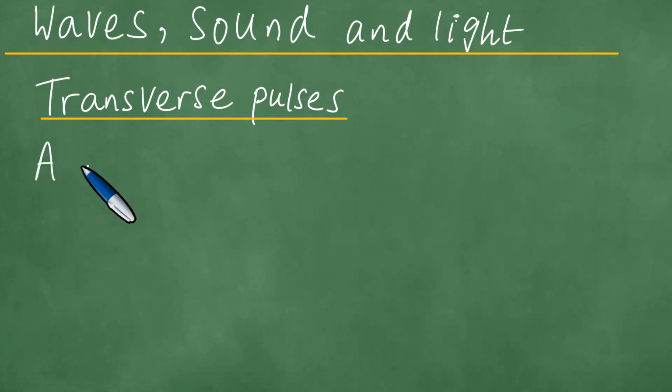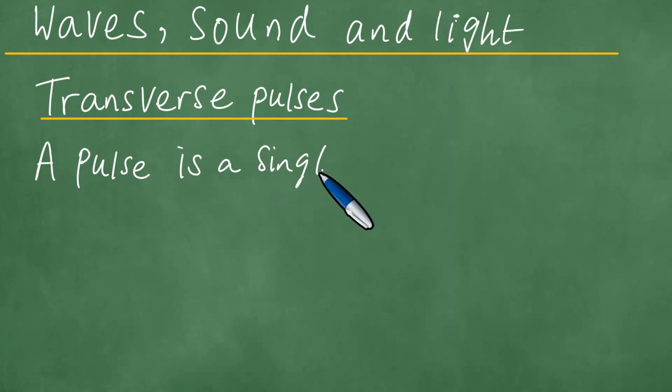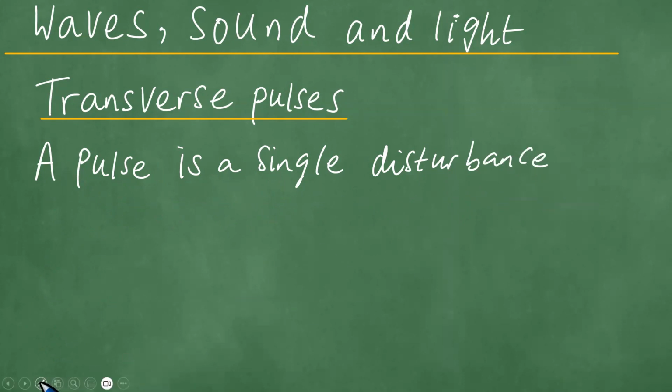A pulse. A singular disturbance. Well done. A pulse is a single disturbance. A pulse is a single disturbance. Okay, so we have that. Now a pulse is a single disturbance.